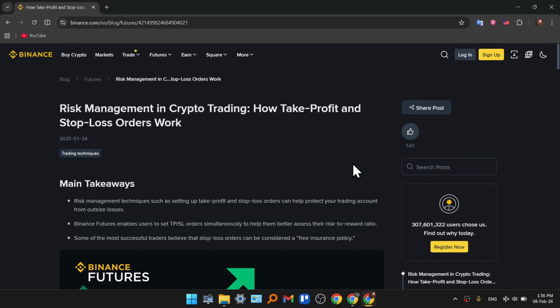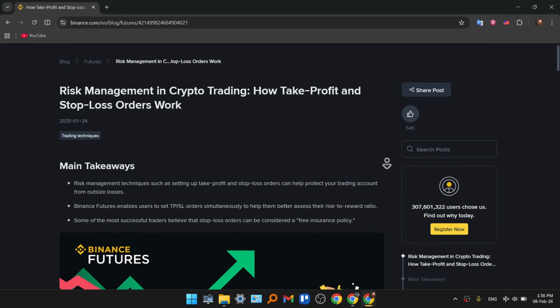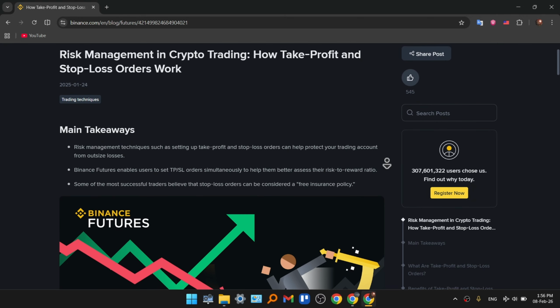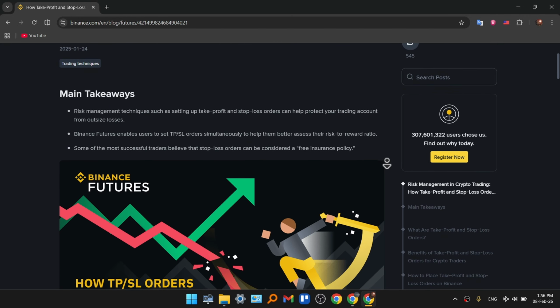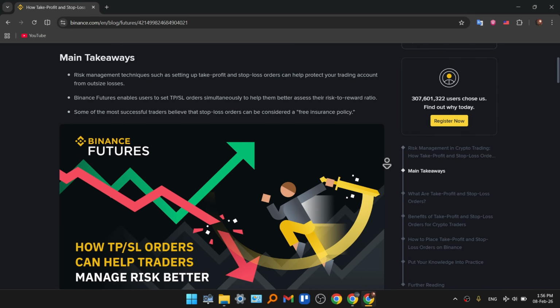Open Binance and go to Trade and then Spot. Select a pair, for example BTC and USDT. Then, to create a stop loss, select Stop-Limit.